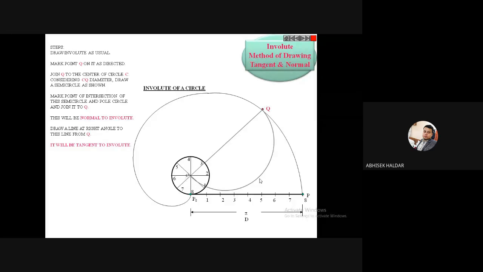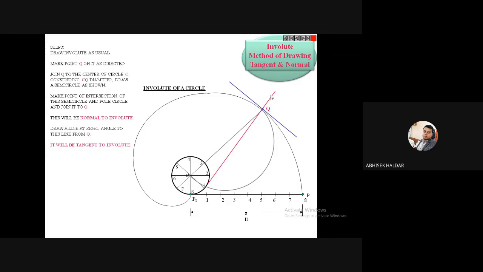Once you draw this semicircle, you see this semicircle is cutting this main circle, this cylinder, at a particular point. You can see this or not? Yes or no? Quick. Yes, sir. At this point, just mark that point. From that intersection point, join the Q and extend.